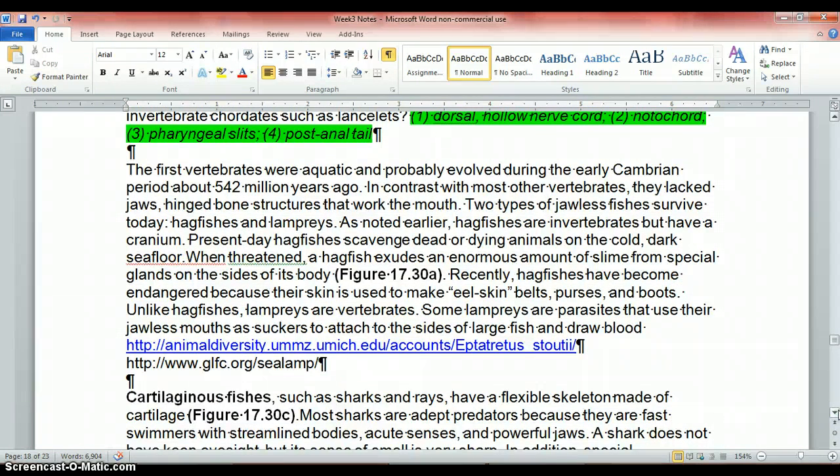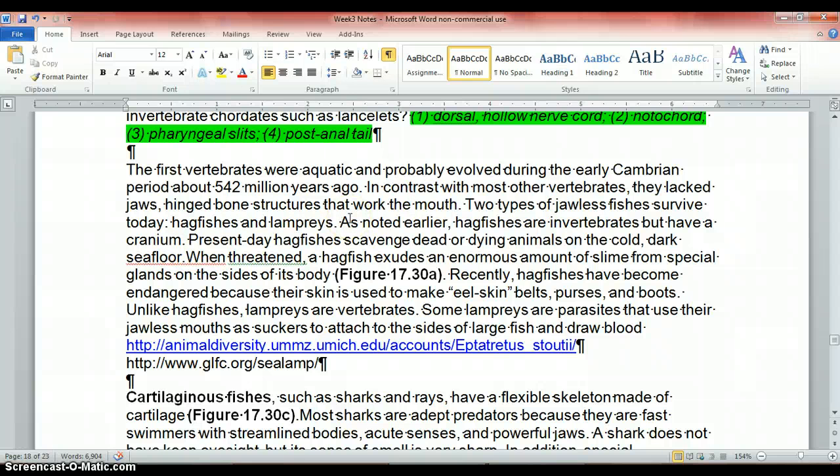The first vertebrates were aquatic, which makes sense, right? Because pretty much everybody developed in the ocean. That's why the ocean has so much diversity, with some who went back to the ocean and some who developed later. It's really crazy with all the water stuff, while land is a little bit more logical. They probably evolved during the early Cambrian period, about 542 million years ago. I feel like we're always talking about the Cambrian. In contrast with most other vertebrates, they lacked jaws, hinged bone structures that work the mouth. Two types of jawless fishes survive today, hagfishes and lampreys.